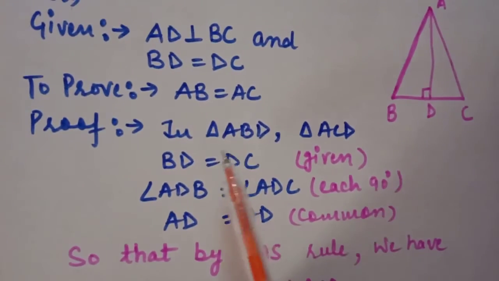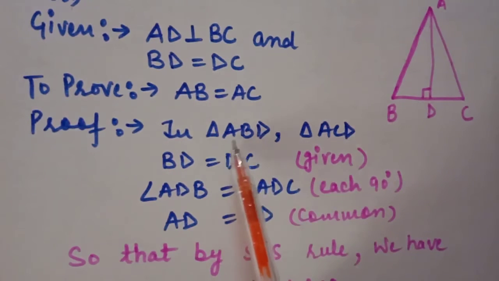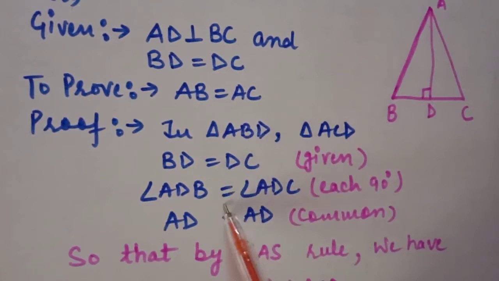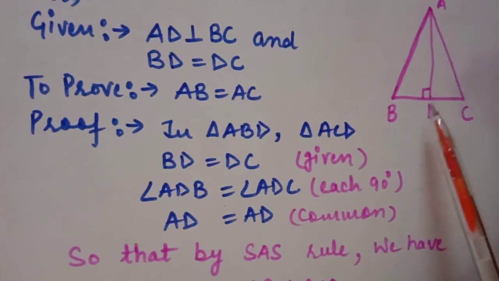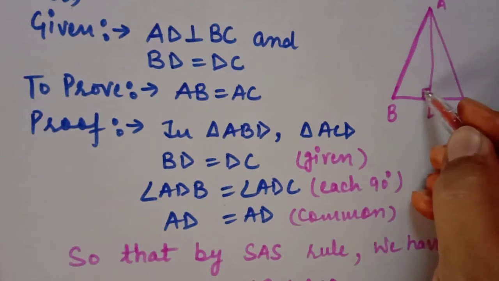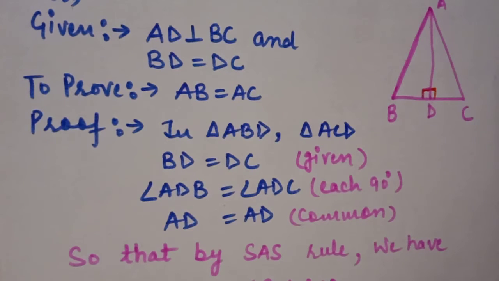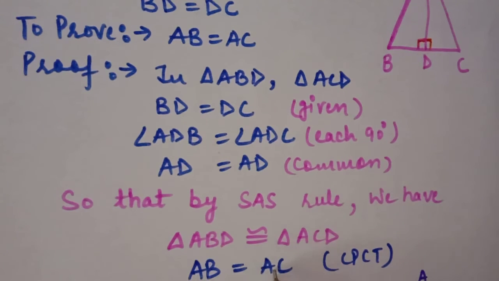For congruency, we need 3 elements. In these two triangles, focus here, you have to write like this only. In triangles this and this, you have to give the triangle names first and then we will start our congruency. BD is equal to DC, it is given. AD is common, and angle ADB and angle ADC are equal to each other because they both are 90 degrees. So by SAS rule, triangles ABD and ACD are congruent to each other and AB and AC are equal by CPCT. So it is a very easy question.